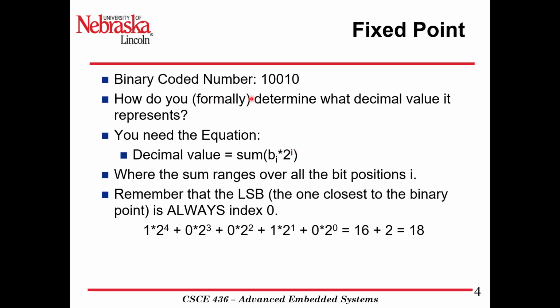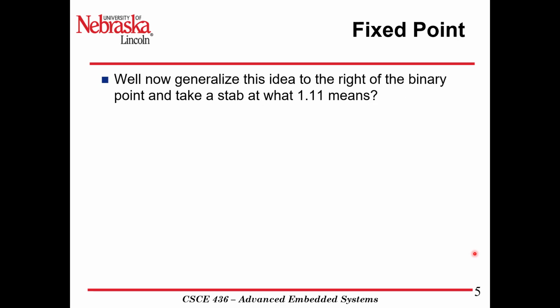So if we convert this number, sum of products, sum of all the bit positions to get the value in decimal, we have 1 times 2 to the 4th, 0 times 2 to the 3, 0 times 2 to the 2, 1 times 2 to the 1, 0 times 2 to the 0, and we get 16 plus 2, and eventually 18 out of that. But we can also generalize this idea for the right side of that decimal point. So what do you think 1.11 means?